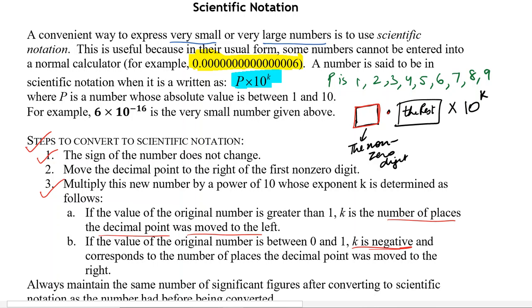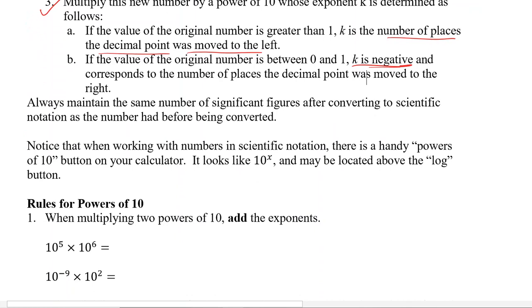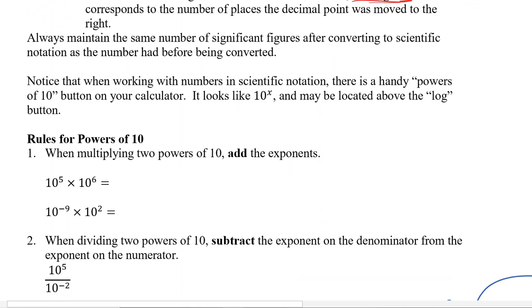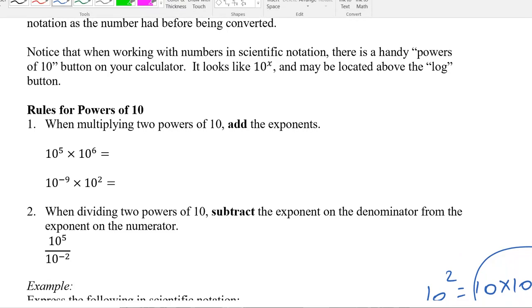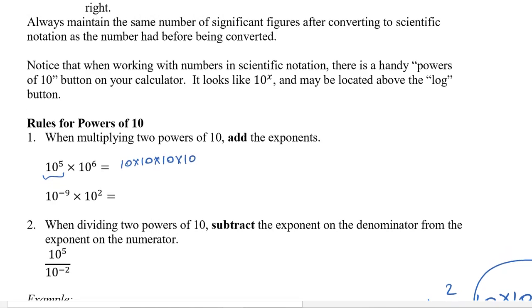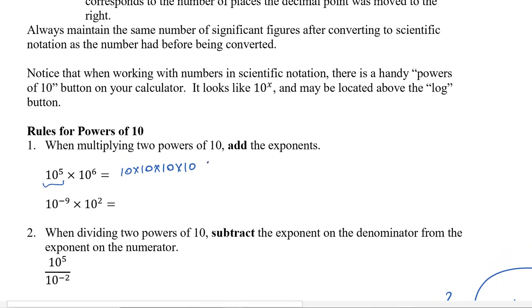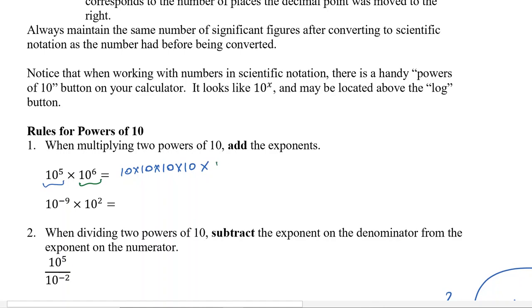I'll do a few problems soon. Before that, let's take a look: what are the rules for powers of 10? When we multiply two powers of 10, we add the exponents. If we look at 10 raised to the power 5 times 10 raised to the power 6, the first means we have 5 copies of 10, and the second means we have 6 copies of 10.